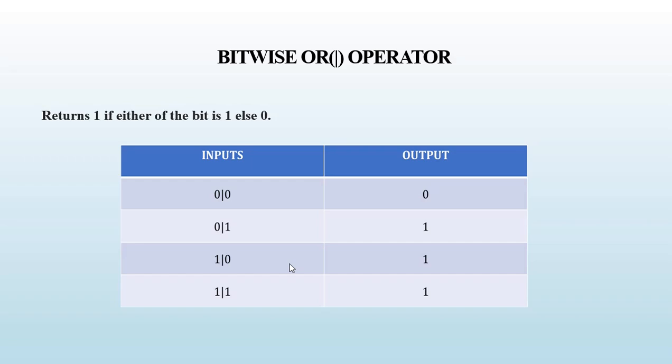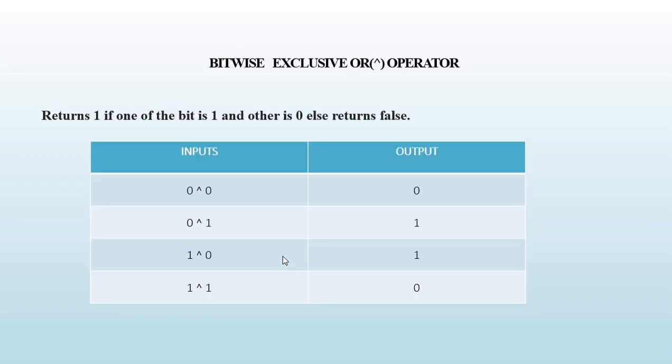The third operator, bitwise exclusive OR, with the caret symbol. This is the exclusive OR operator table. Here, if both the inputs are the same, that means 0, 0 or 1, 1, we will get output as false. And if we have different inputs like 0, 1 or 1, 0, we will get output as true.